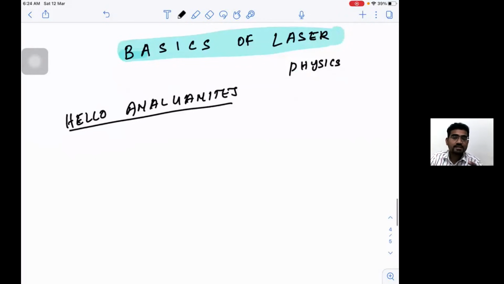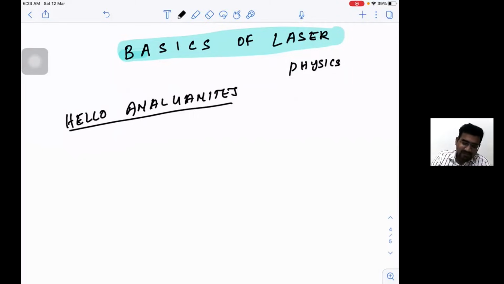So, we should look at the basics of laser. I'm not going to talk in depth about lasers, the types of lasers. Everybody would have known the types of lasers, the wavelength of lasers. Yes, of course. This is just a very short video explaining the basics, the physics of laser.